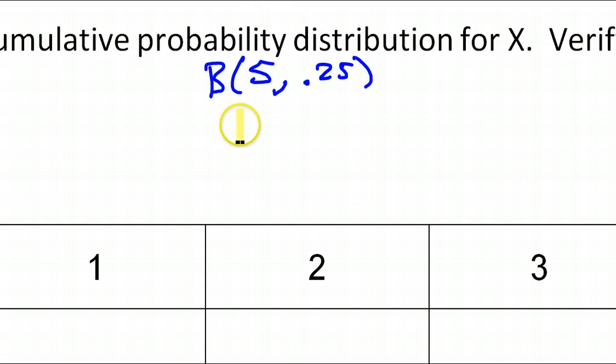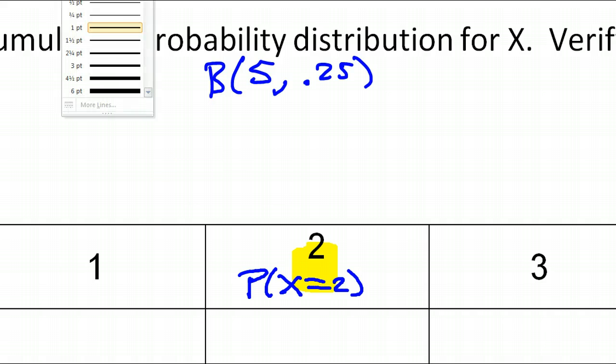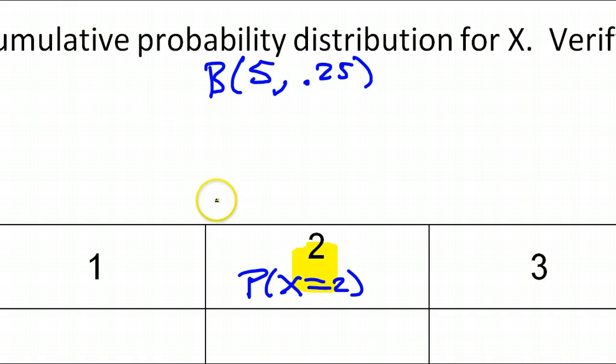Now, imagine that I wanted to just skip and find this one, the probability that X equals 2. The way I would find that, if I were doing it one by one, is I would start with the total. So I would do 5 choose, and now I want 2 successes, so that's 5 choose 2. In this case that's 2 kids with blood type O.